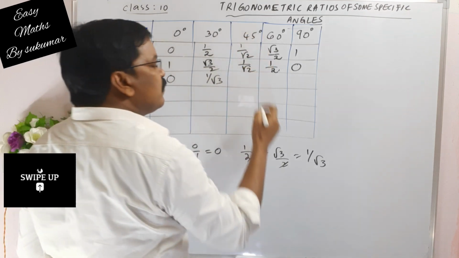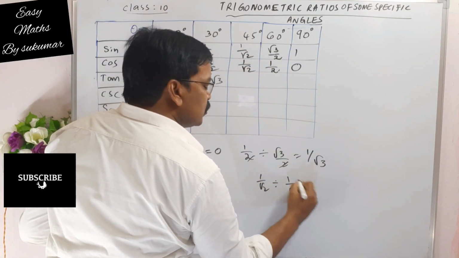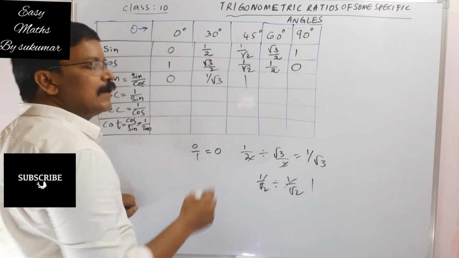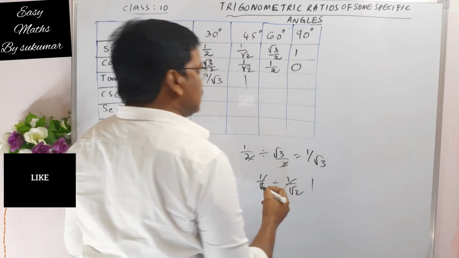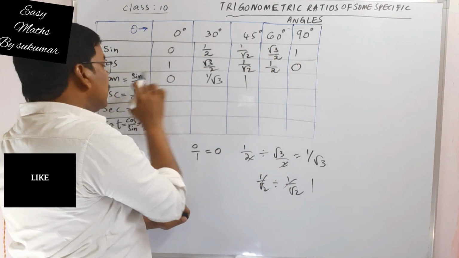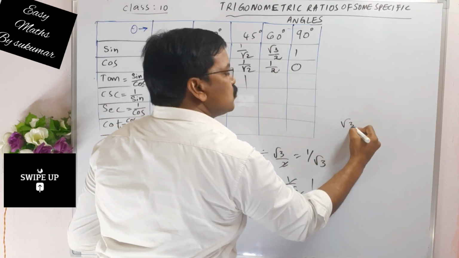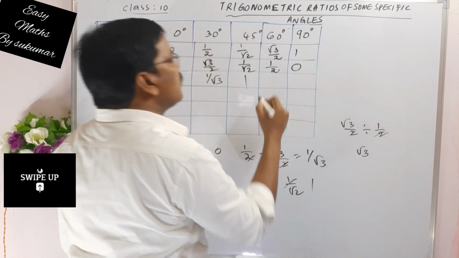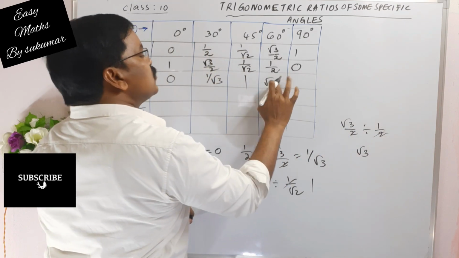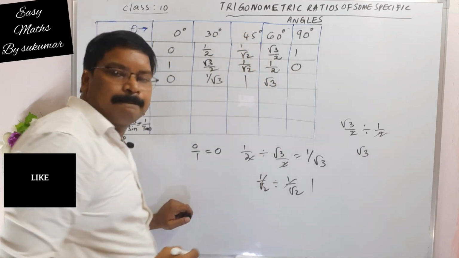Coming to tan 45, 1 by root 2 divided by 1 by root 2, so these two cancel. It is 1. And coming to tan 60, it is sin 60 by cos 60. That means root 3 by 2 divided by 1 by 2. The 2s cancel, root 3 by 1 is root 3. So, my dear students, tan 60 is root 3.